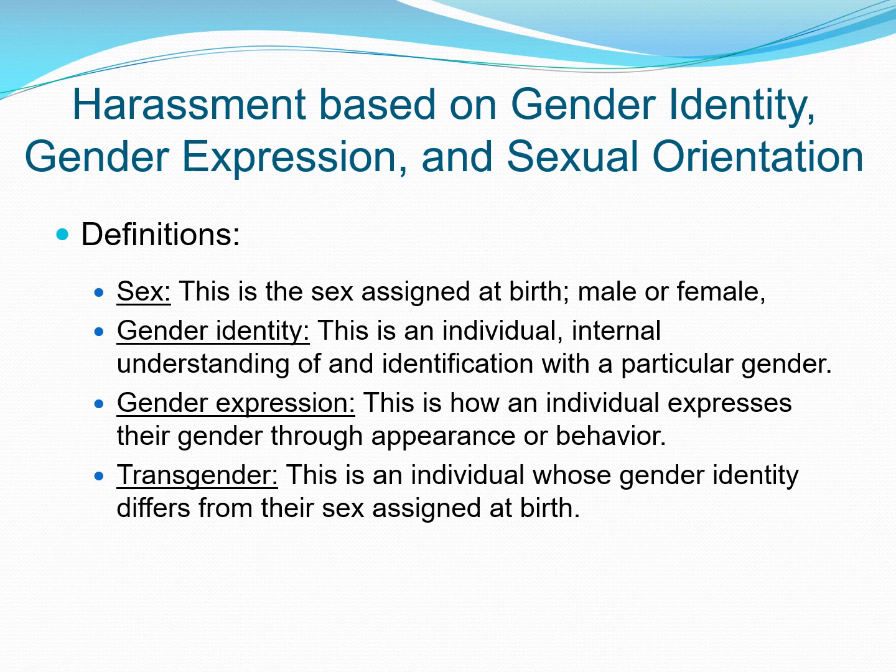So first off, we have sex. This is the sex assigned at birth, male or female. And then we have gender identity. This is an individual's internal understanding of and identification with a particular gender. Then we have gender expression. This is how an individual expresses their gender through appearance or behavior. And then lastly, we have transgender. This is an individual whose gender identity differs from their sex assigned at birth.